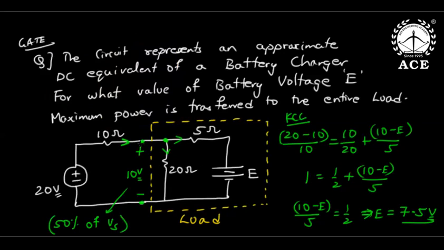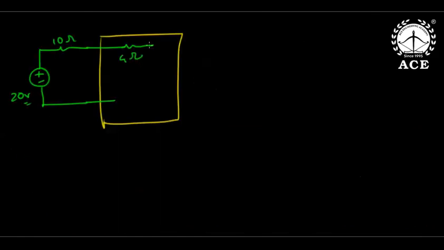Thevenin's voltage: if you open this, it is voltage division between 20 and 5, so this voltage will be the total voltage E into 20 by the sum, which is 25. That is 4E by 5, like 0.8 E. Yes or no? You will get 4E by 5. So this is 4E by 5.